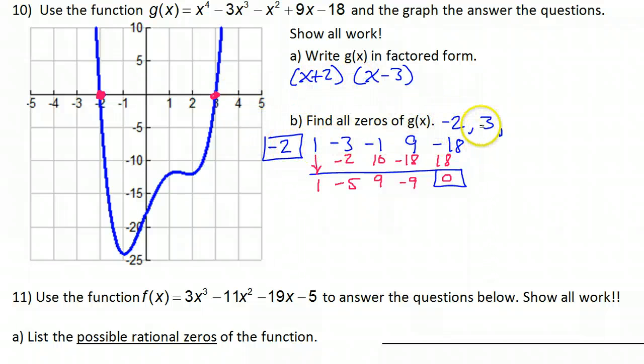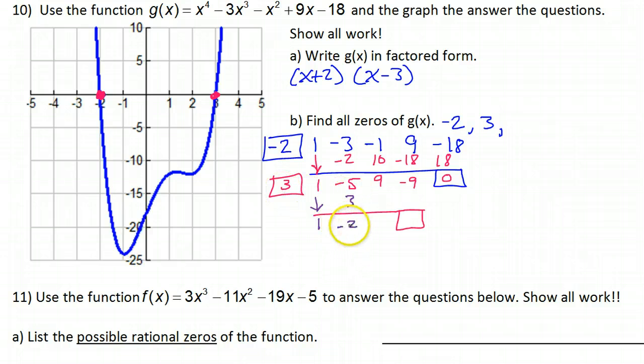So I used the negative 2. Now I'm going to do the 3. Just bring the 3 right down and pick up where you left off. Again, do not go back to the 5. Stay with the 4. We're hoping for 3. Okay, 1 times 3 is 3. That's negative 2. Multiply, I get negative 6. That's 3. Multiply, I get 9. That, of course, is 0.